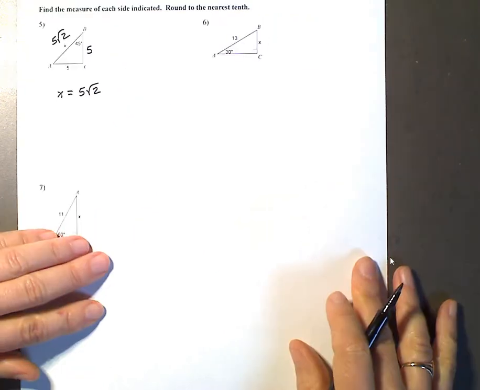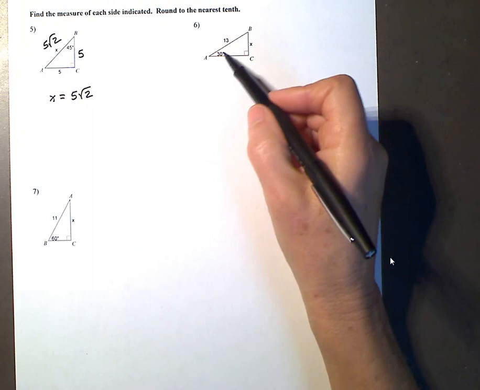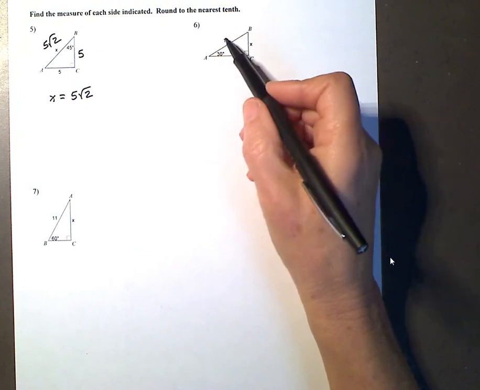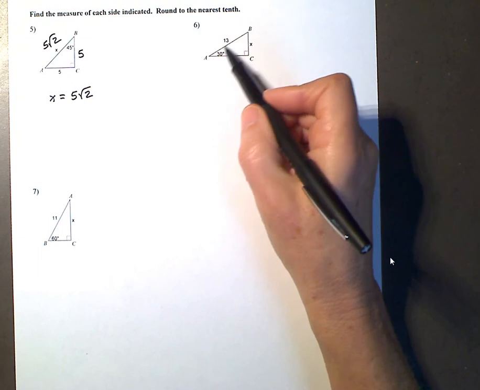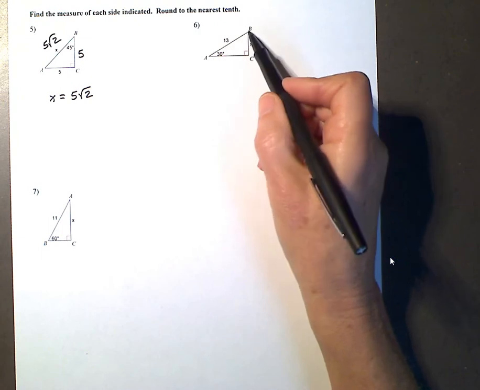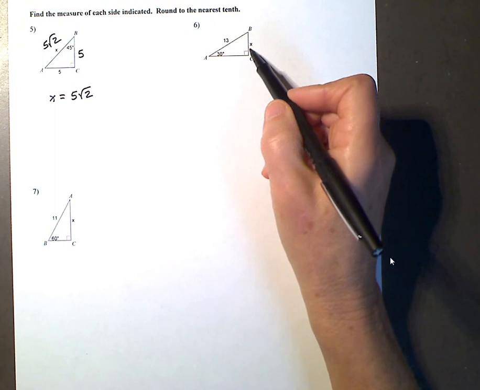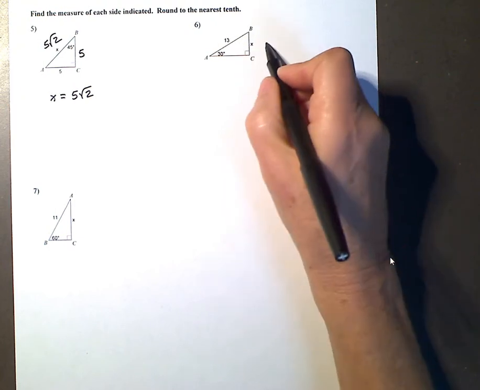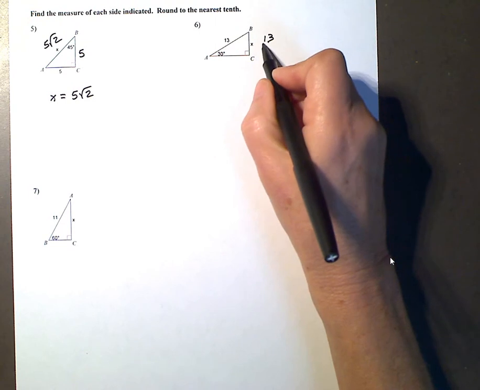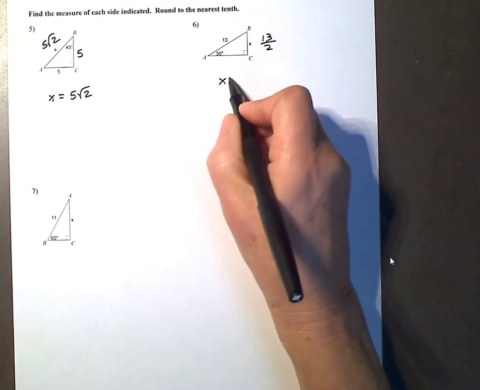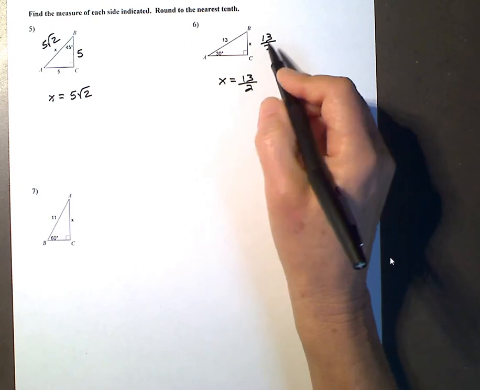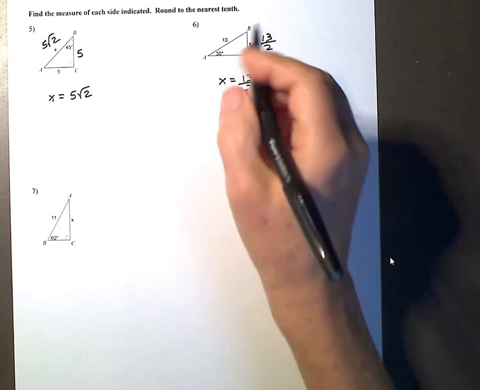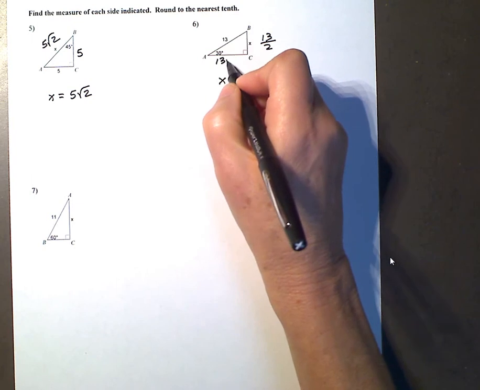Okay. In number 6, we have a 30-degree angle here, so this is 60 up at B. So this is a 30, 60, 90. So in a 30, 60, 90, the hypotenuse, the longest side, is twice the shortest leg, which is opposite the 30. So this x is going to be half of 13. So that's 13 halves. But just to finish it out, if I wanted to know what this side was here, it's going to be 13 halves times the square root of 3, or 13 root 3 over 3.